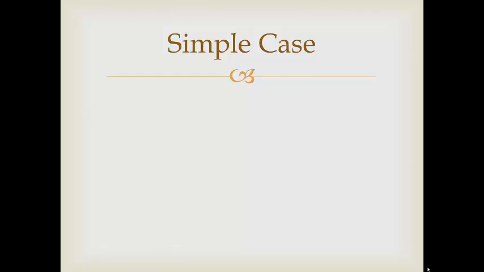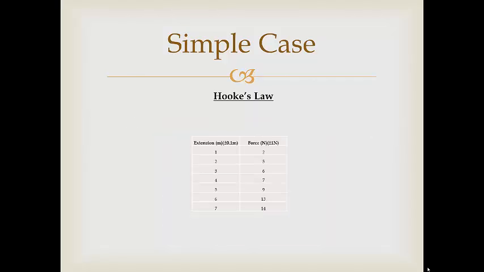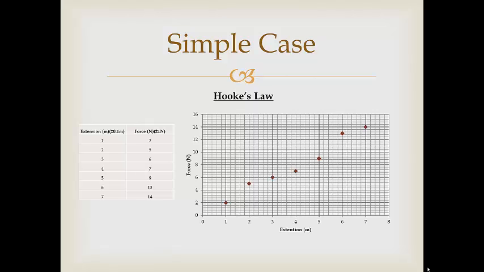Let's take a simple case of Hooke's law. Here is a data table. In this case, extension is your independent variable, while force is your dependent variable. Let's move it over here. And here is your graph with the points. Let's see how the horizontal error bars will look on a graph. And let's see how the vertical error bars look on the graph.